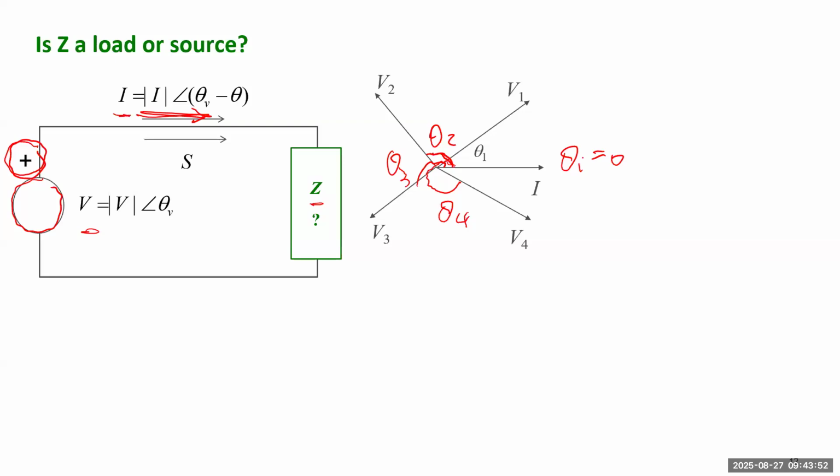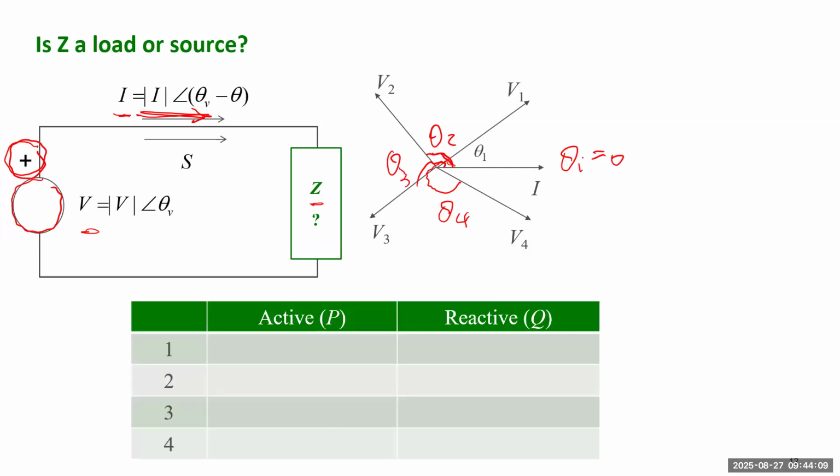Then for those 4 cases, how do we know the real role of this load? So we have to calculate the complex power. Then using the complex power, we know P and Q. Based on the sign of P and the sign of Q, we know their actual behavior in that condition. So we just put this table.